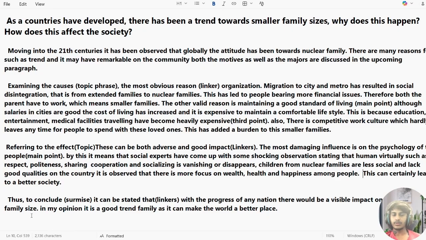Now we read the conclusion. Thus, to conclude, summarize. It can be stated that with progress of any nation, there will be a visible impact on the social life and family size. In my opinion, it is a good trend. Family can make the world a better place. So now our essay is ended here.